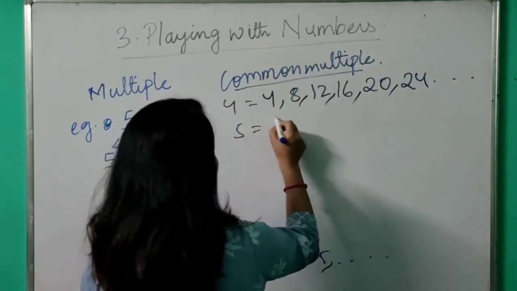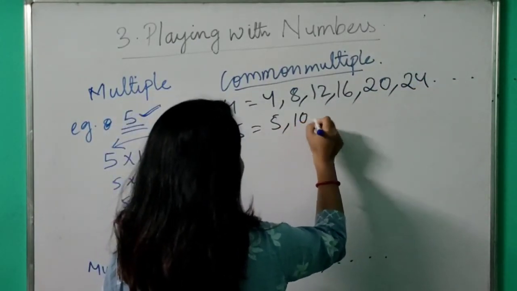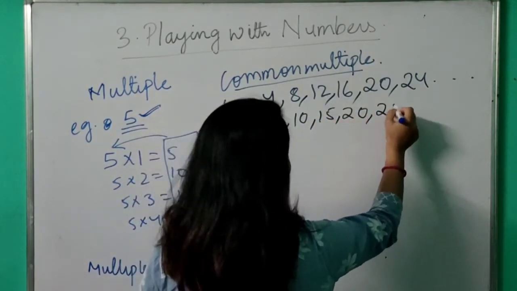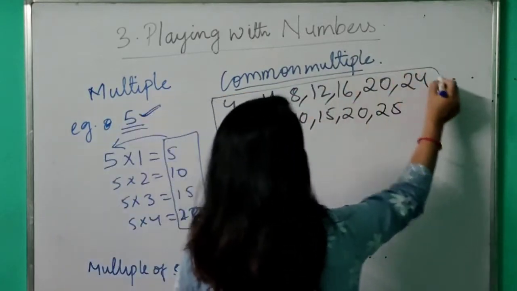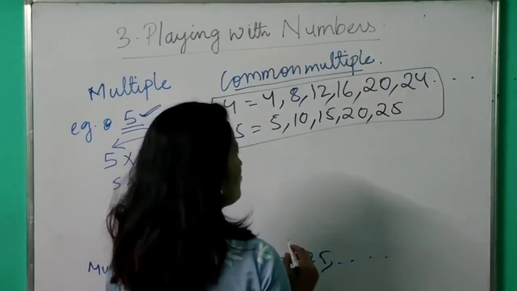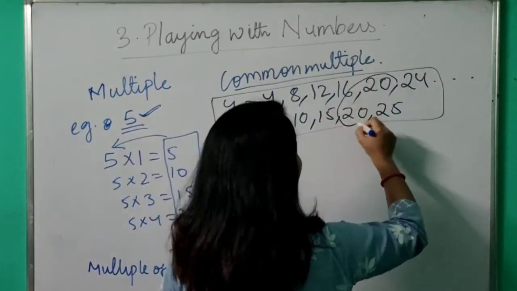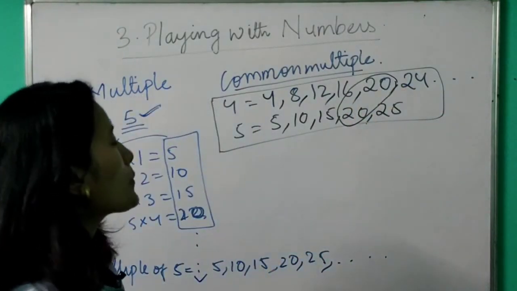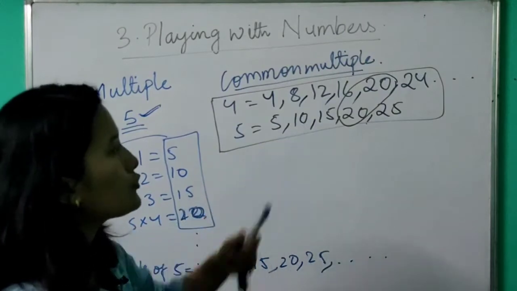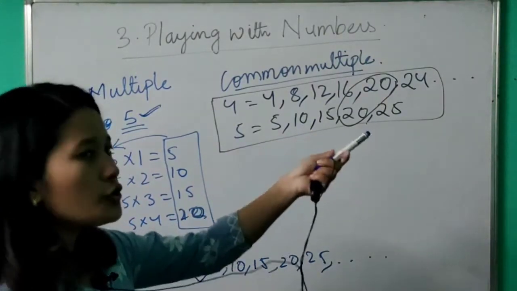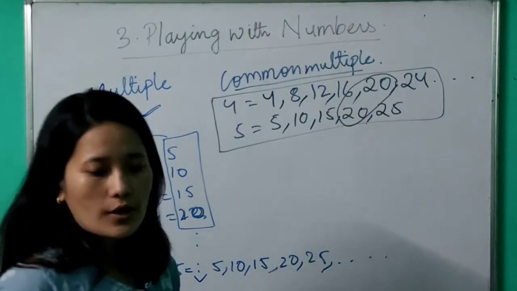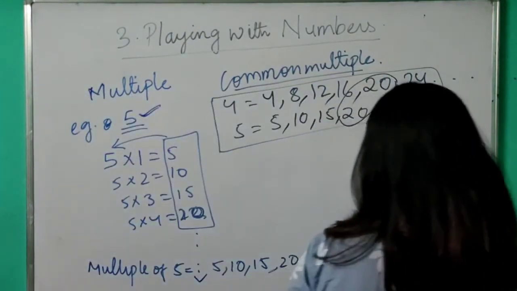Similarly with 5: 5 1s are 5, 5 2s are 10, 5 3s are 15, 5 4s are 20, 5 5s are 25. So if you compare the multiples of 4 and 5 here, you see that 20 is common in both. If I ask you to write the common multiple of 4 and 5, then you write 20, and if you continue multiplying, you might even get other common numbers. Okay, so I hope you understood this.